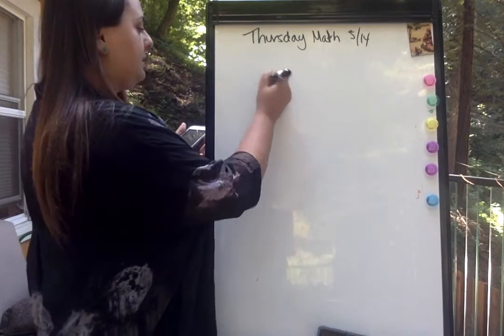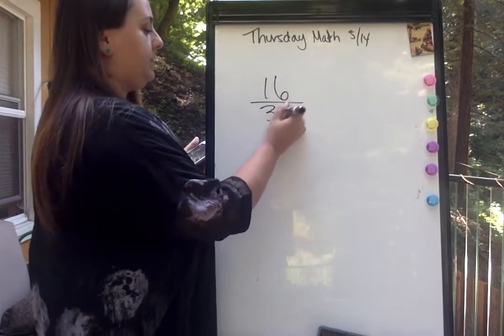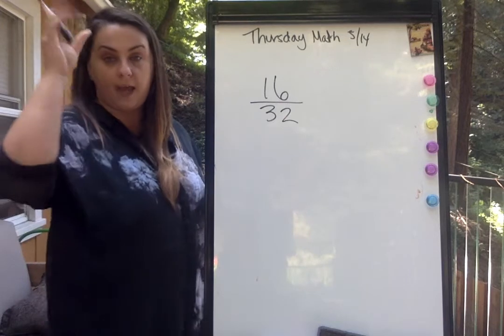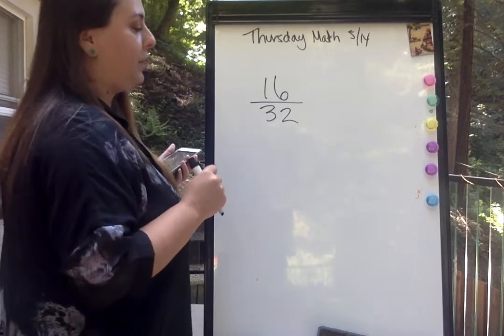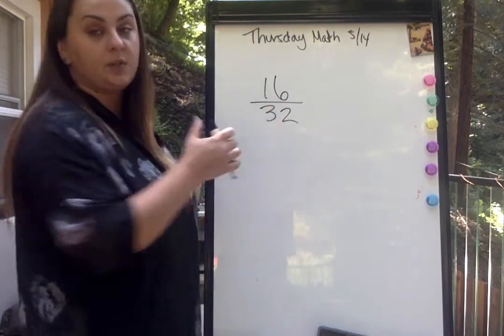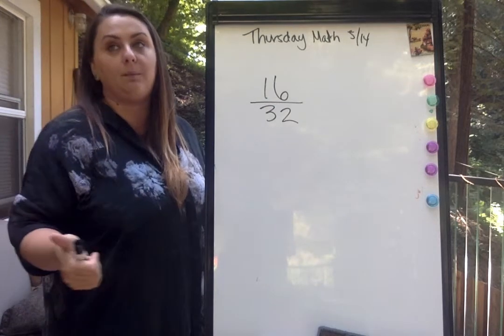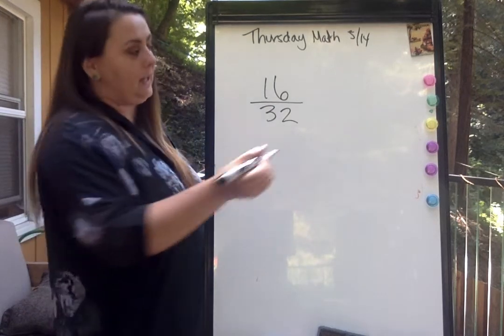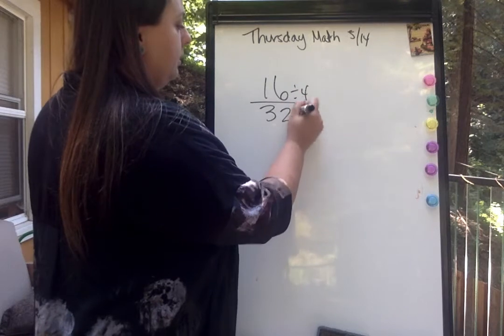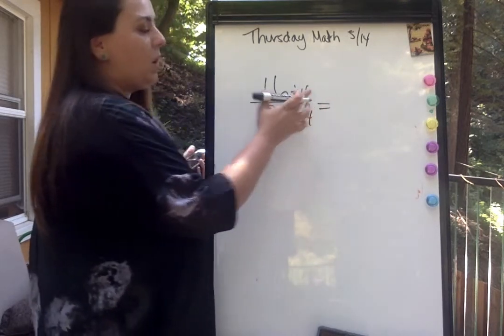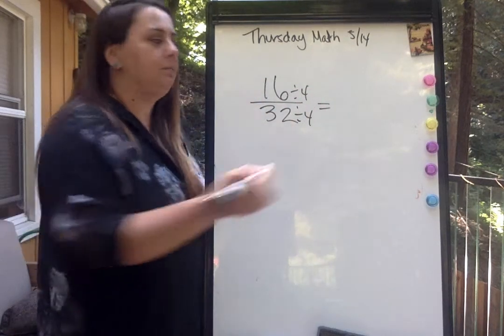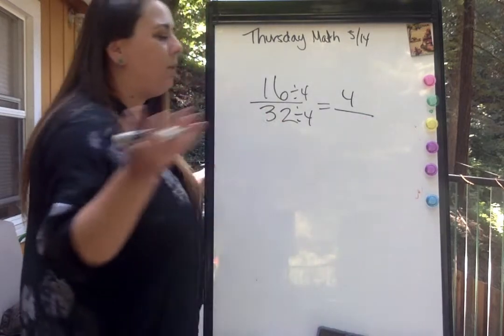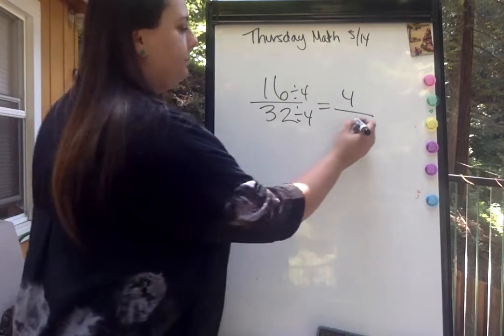Okay, let's simplify this fraction. 16/32. Right away, I have a 4 screaming in my brain. Even though, since both of these are even, you could start out, you could divide by 2, and then divide by 2 again. 4 times what is 16? 4 times what is 32?